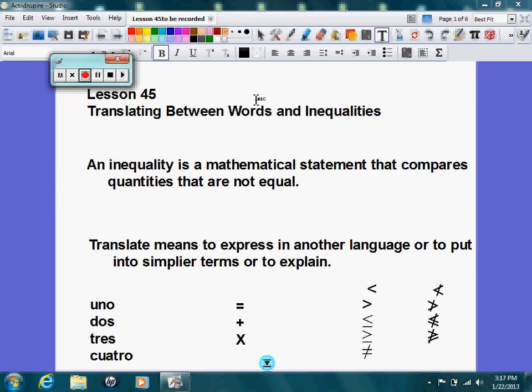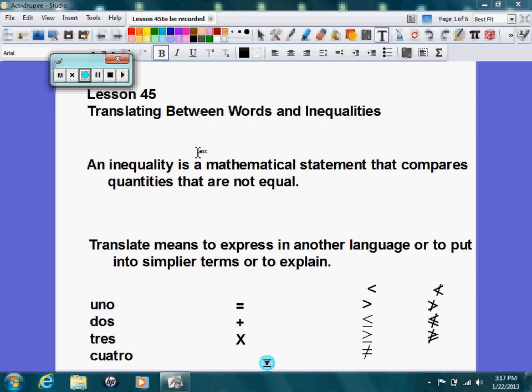Today's lesson is lesson 45, translating between words and inequalities. An inequality is a mathematical statement that compares quantities that are not equal. To translate means to express in another language, or to put into simpler terms, or to explain.